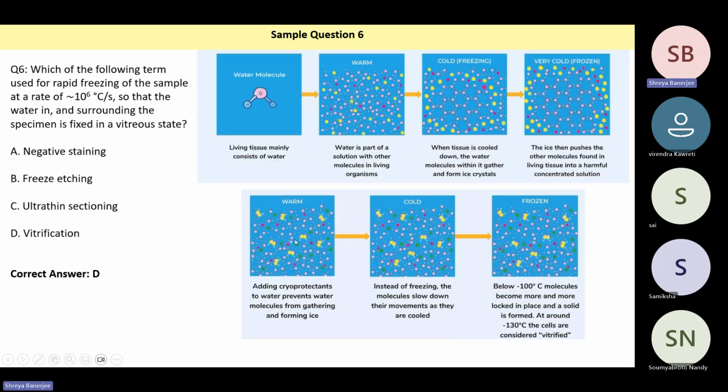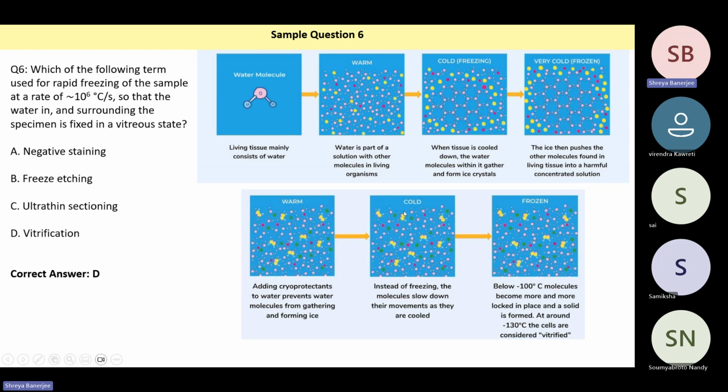So imagine these pink dots are the water molecules. In vitrification, what happens is that you are freezing the sample very fast. So the water does not have time to form this kind of hexagonal ice crystals. Wherever the water is, it will just freeze in that orientation. And so it will not destroy the structure of the cell. The cell is maintained in the native state, and the water is just frozen in the orientation that it occupied.